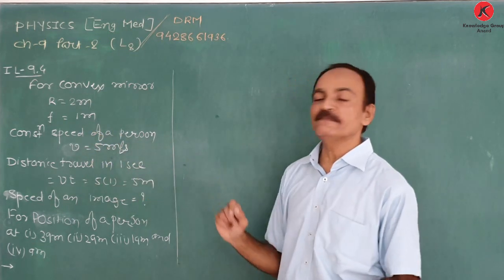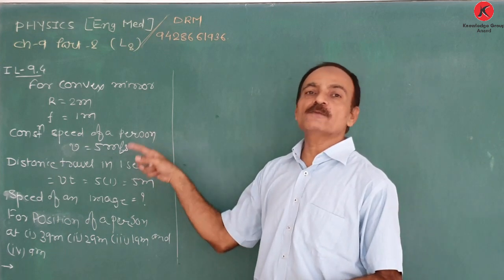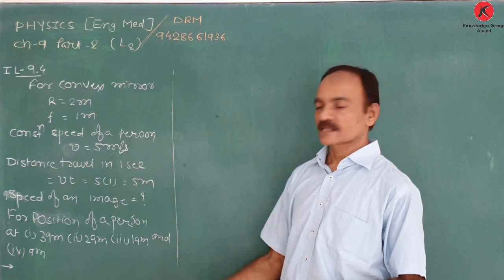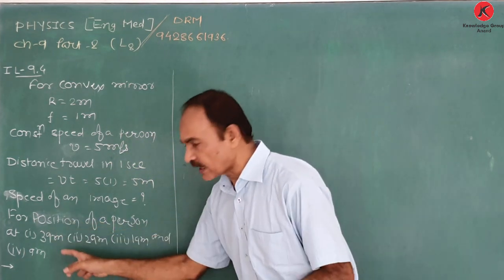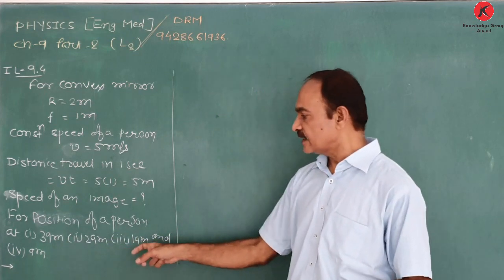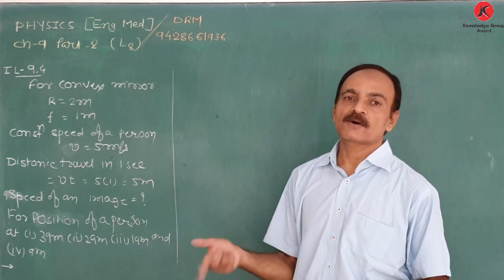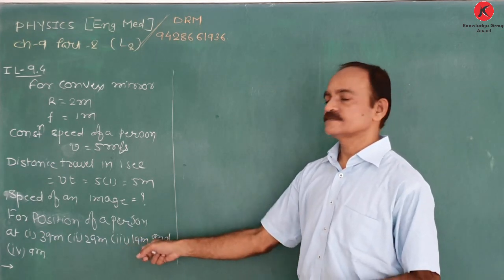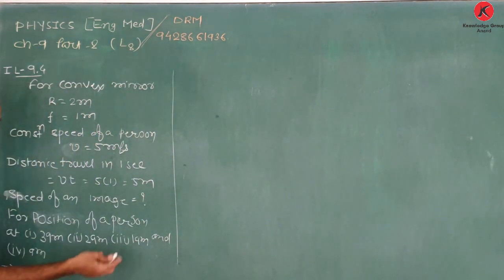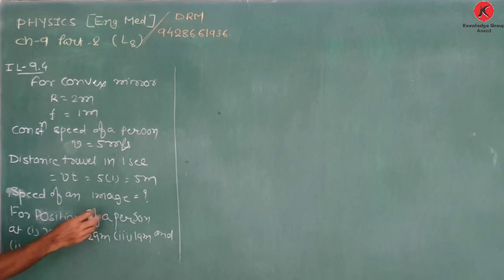The person sitting in the car sees another person moving towards the car with a speed of 5 meter per second. What is the speed of the image of the person in the mirror when the person is at 39 meter, 29 meter, 19 meter and 9 meter? For that, first we use the mirror formula, and on the basis of it we find the distance of the image.